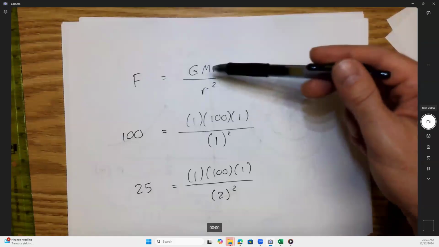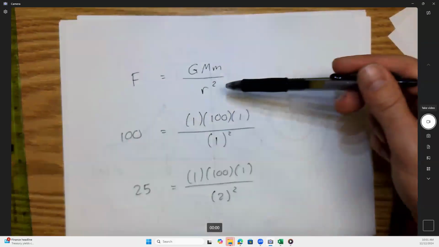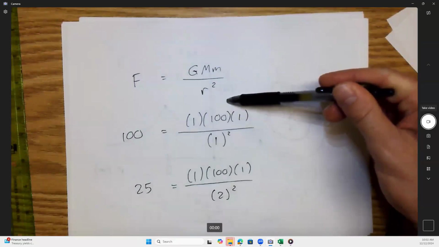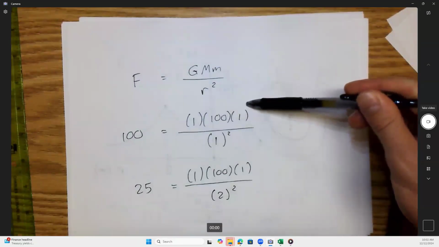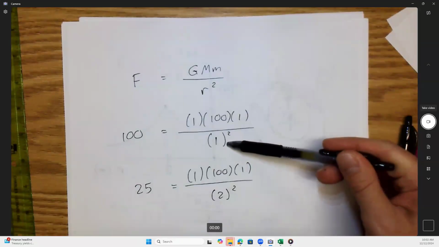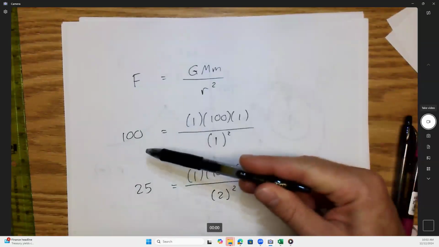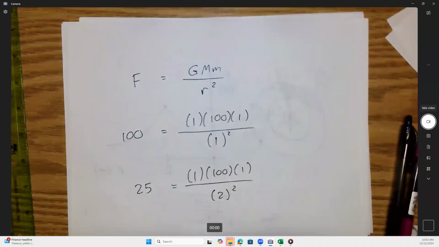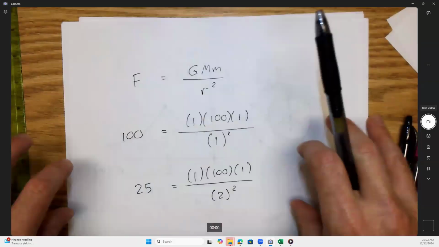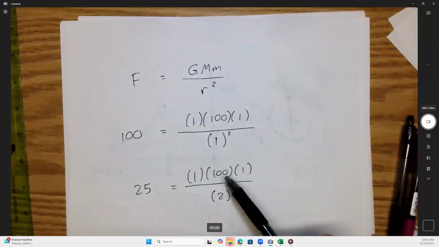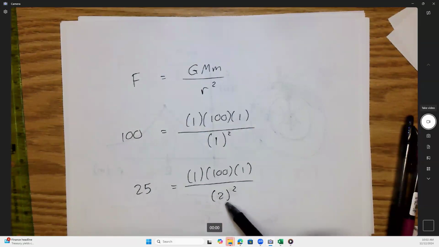Let's call G one, whatever crazy units, just to get a number. Say one mass is 100 units, another one's 1 unit. These could be kilograms, whatever. And the distance between them is 1 unit, maybe a meter. So this comes out to 100 units of force, maybe 100 newtons. Now, what if you leave everything the same except that you double the distance, so you slide them further away? Run the numbers again. What is 100 divided by 4? 25. You see if you double the distance, you get a quarter of the force. That's an inverse square relationship. So remember the inverse square relationship between force and distance.